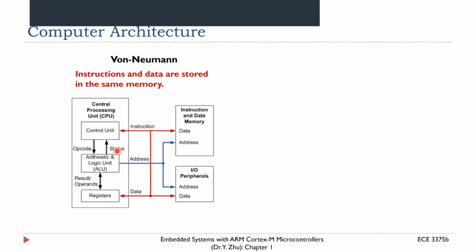Some register inside the CPU or ALU would be the status register, which indicates whether you are having a carry or an overflow as a result of operations. And then the output of the ALU would provide the result into the register. So this is a brief introduction of the von Neumann computer architecture.